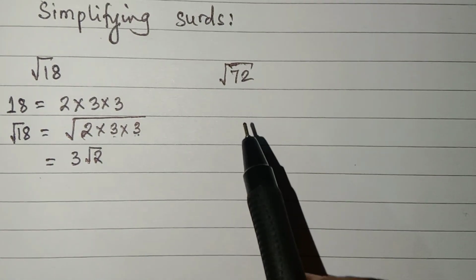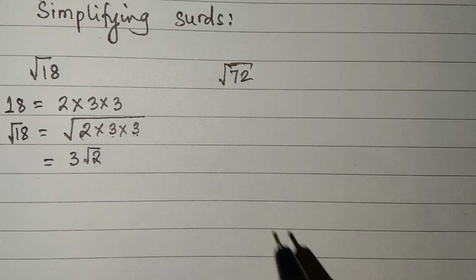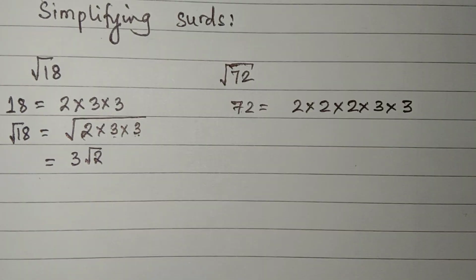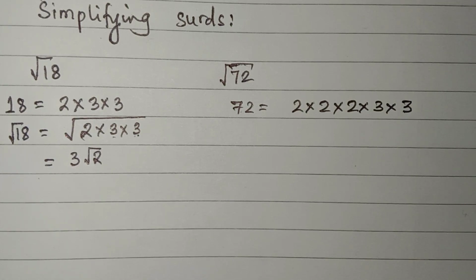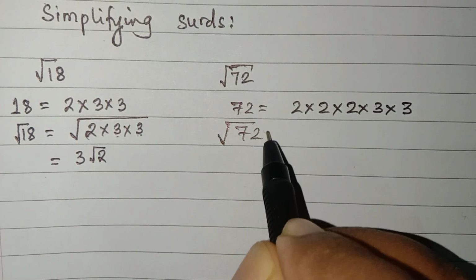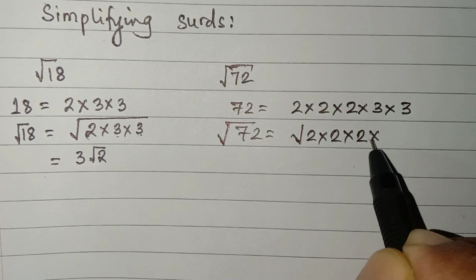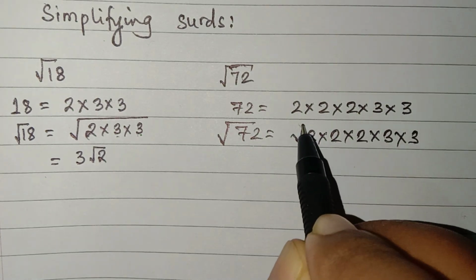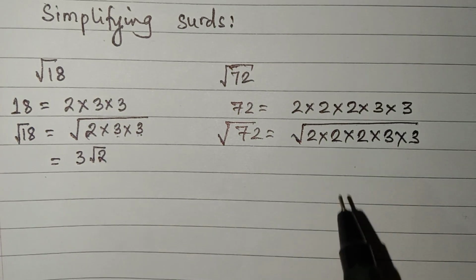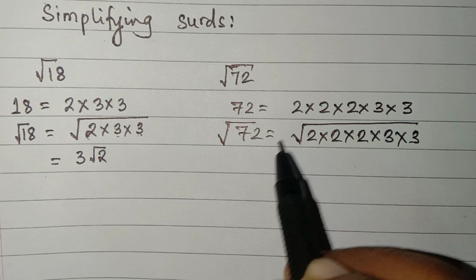Now let's deal with 72. Let's find all the prime factors of 72. 72 can be written as 2 times 2 times 2 times 3 times 3. So root 72 can be written as root of 2 into 2 into 2 into 3 into 3. And we know that a pair of numbers will be free from the square root.